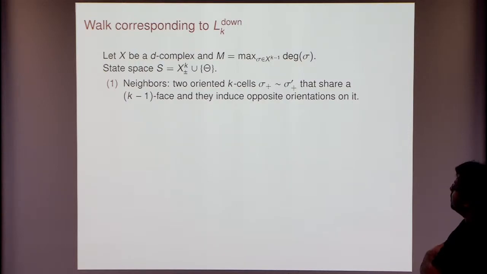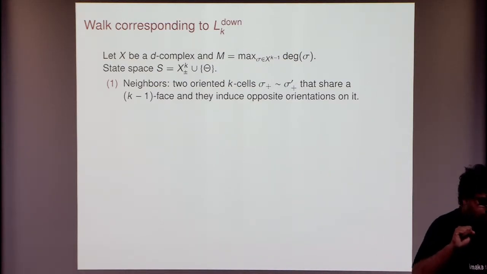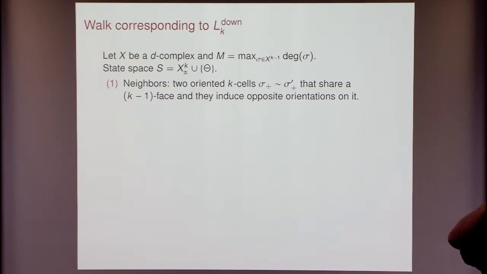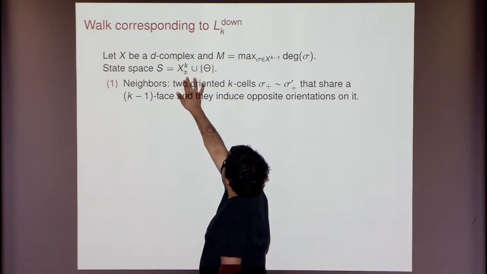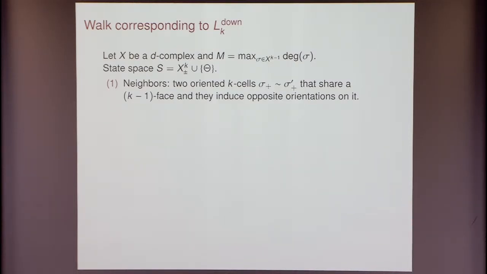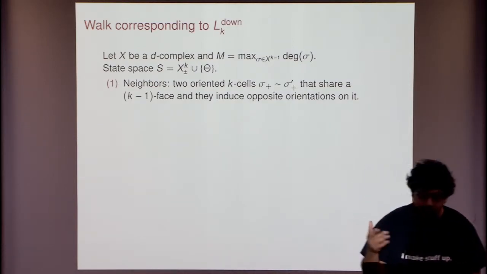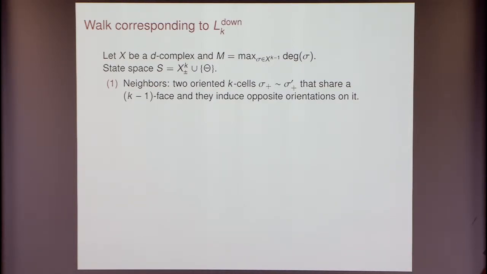So I have X is a d-dimensional complex. This is just the max degree. Now I'm going to generate a state space, in which these things have orientation. So X has a bunch of cells, and basically I'm going to double the number. Each cell is going to be written down twice, one for each orientation. Right? That's what the plus minus mean, and theta is a death state. You'll see why there's a death state in a little bit, but this is a little bit related to what Percy talked about when you have random walks with absorption. So that's a death state, okay?